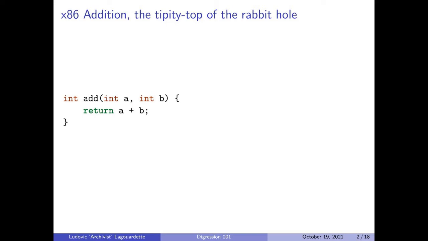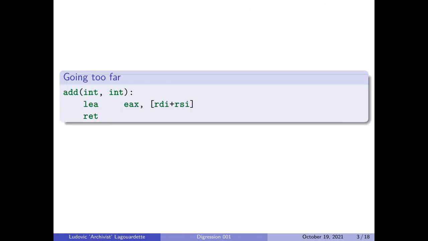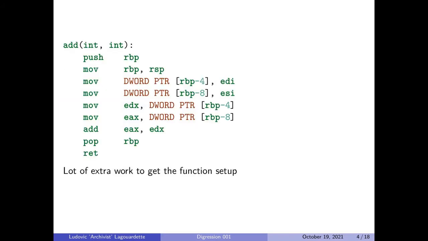So this is C or C++ or whatever typical programming language you may use. If we compile it with a modern compiler, we will get something like this. This is going too far. We are gonna go back to an old compiler without optimization.